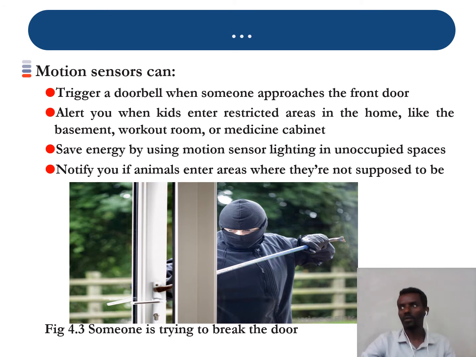Then also it has what? Some alert should be available. For example, when the kids try to enter restricted areas in the home, it gives some understanding, senses that it is a danger, and then gives some alert. This is all one of the motion sensors. And then save the energy by using motion sensors in unoccupied spaces. Notify you if an animal enters areas where it is not supposed to be.